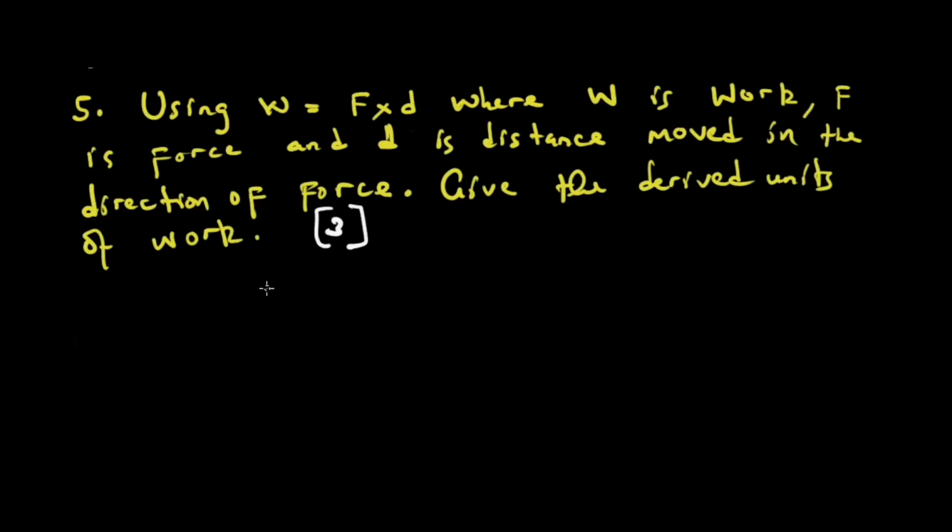Number 5 says using W is equal to F times D, where W is work, F is force, and D is distance moved in the direction of force. I know I edited here. In our homework I just said D is distance. But I edited because this is going to be a very important nugget, a notable effect later when we learn about work. Work is equal to force times distance moved in the direction of force. So let us stop here, we will explain what it really means when we do work as a topic. Give the derived units of work. So we have been told that W is equal to FD.